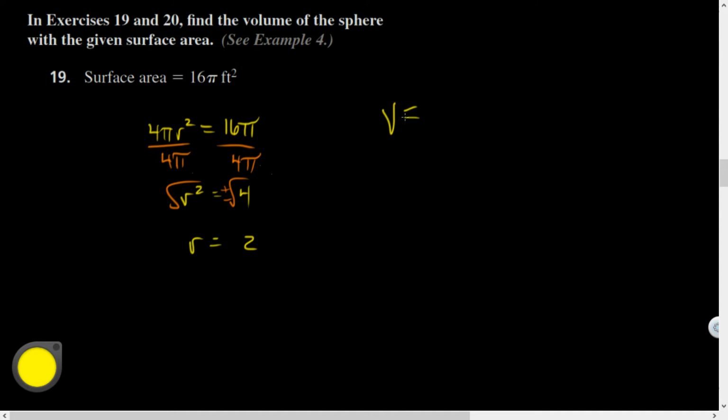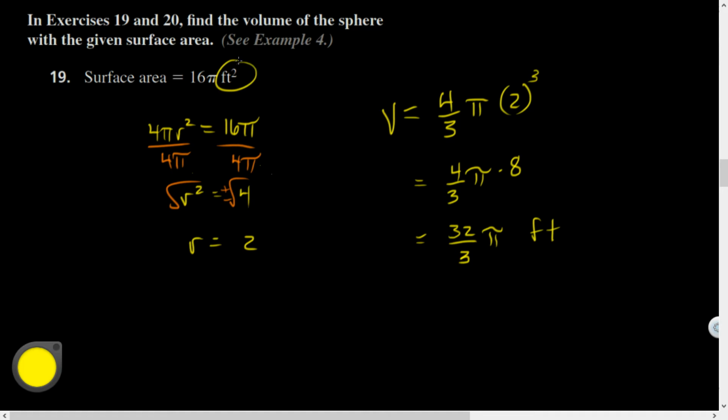So the volume of this same sphere is going to be 4/3 pi times that 2 cubed. 2 cubed, in case you guys didn't know, is 8. And 8 times 4 is 32, so it looks like 32/3 pi. Measured in feet.